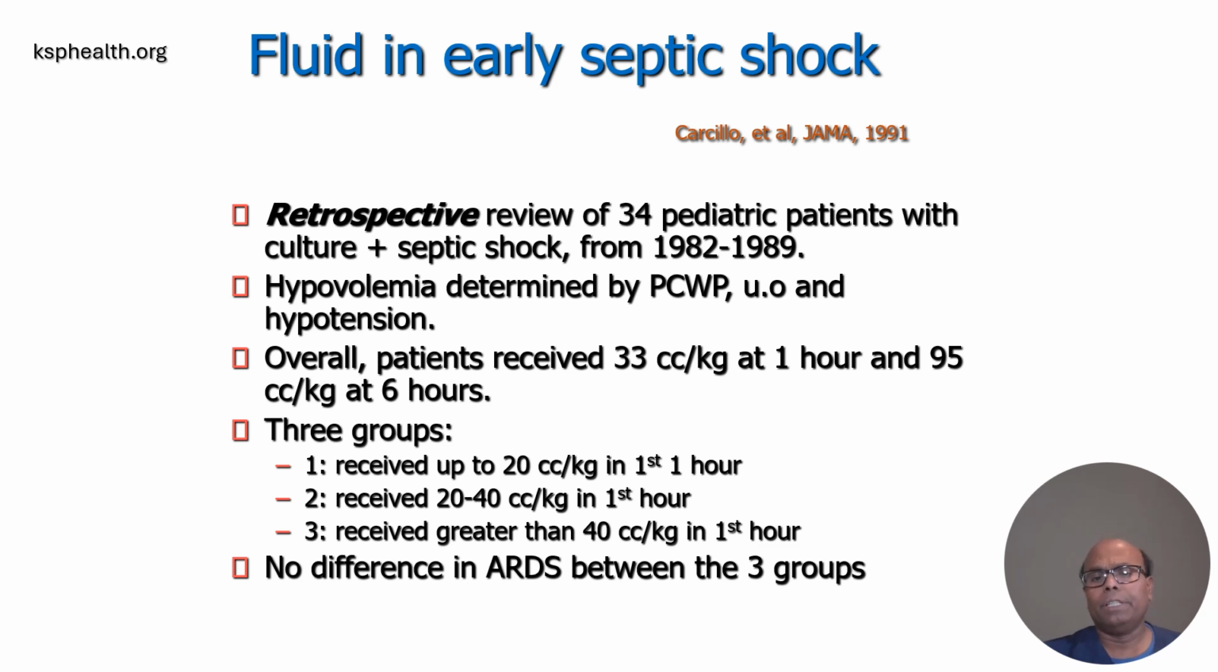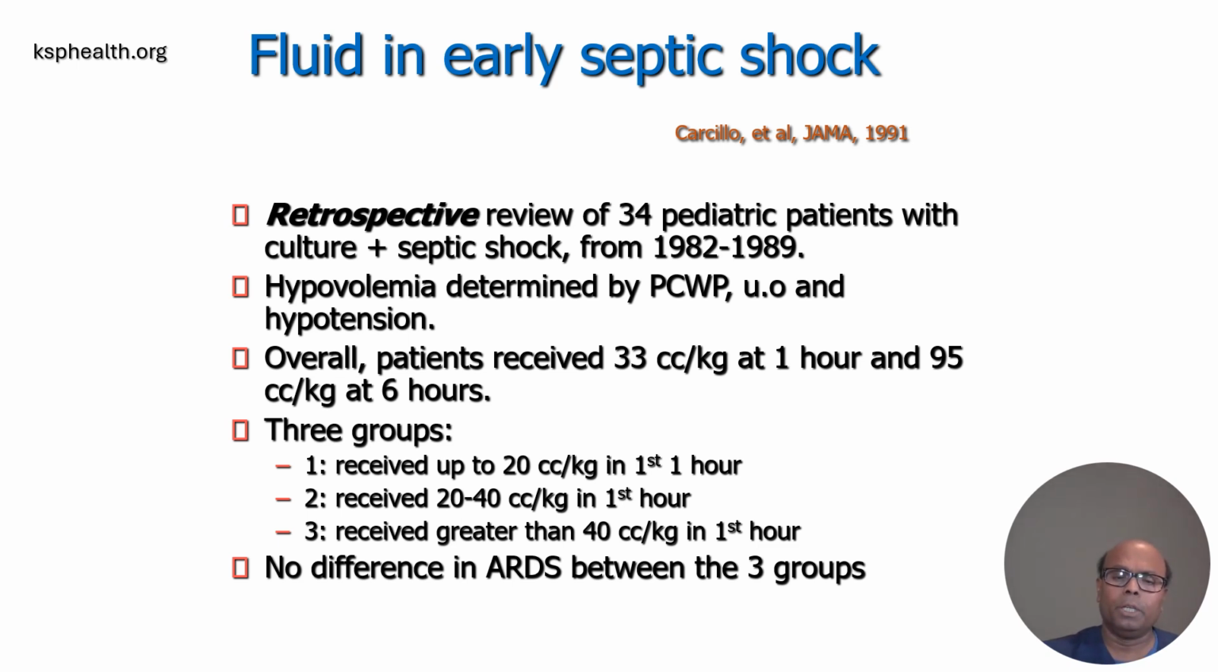I want to show this early study that was done in 1991. It's a retrospective study, but it had an influence on the medical community for the next 20 to 30 years. It was done in 34 pediatric patients, collected from 1982 to 1989. Hypovolemia was determined by capillary wedge pressure, urine output, and hypotension. Overall, the patients received 33 cc per kilo at 1 hour and 95 cc per kilo at 6 hours.